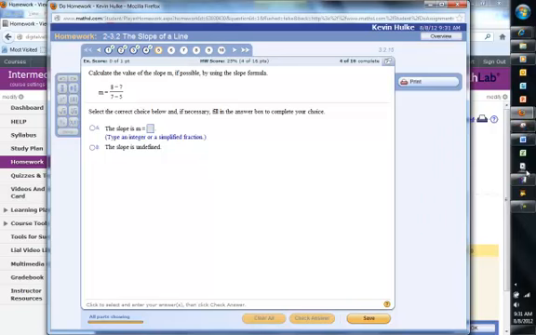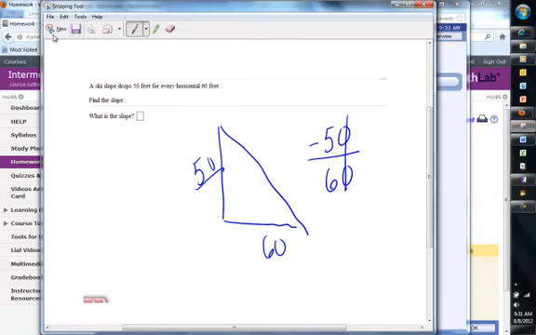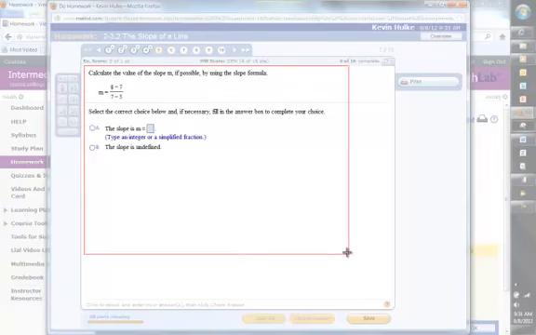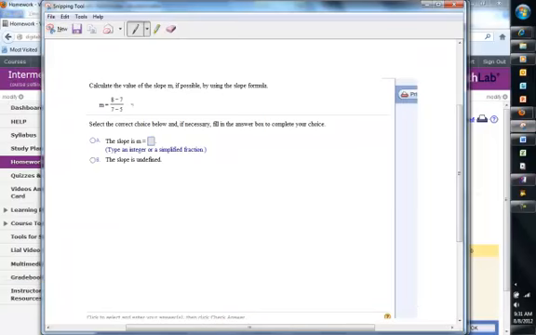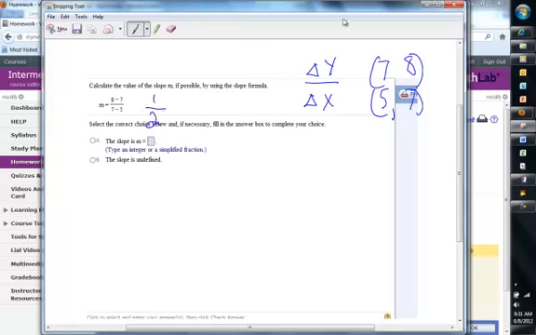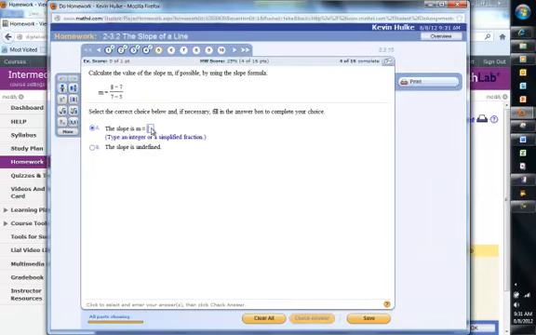Okay, calculate the value of the slope, if possible, using the slope formula. Now, this comes from the slope formula, which says the change in y, that's the Greek letter delta, over the change in x. In this case, the y coordinates must have been 8 and 7, and the x coordinates must have been 7 and 5. So here are the 2 points that we're finding the slope between. 8 minus 7 is 1, 7 minus 5 is 2, so we would say the slope is 1/2.